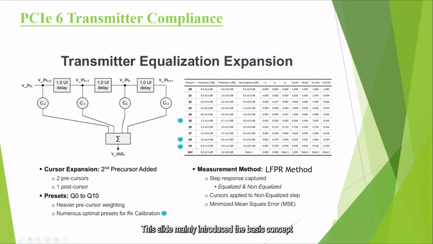This slide mainly introduces the basic concept of PCIe Gen 6 presets. As we can see, PCIe Gen 6 presets are different from those used before Gen 5. Starting from Gen 6, the presets are defined as Q0 to Q10 instead of P0 to P10. Before Gen 6, PCIe up to Gen 5 used P4 as a reference preset. However, starting from Gen 6, Q0 becomes the reference preset.